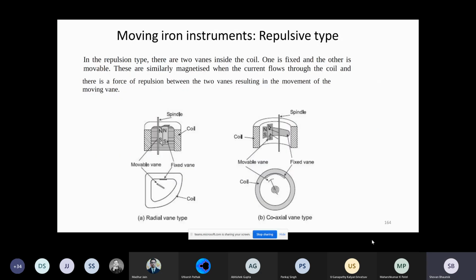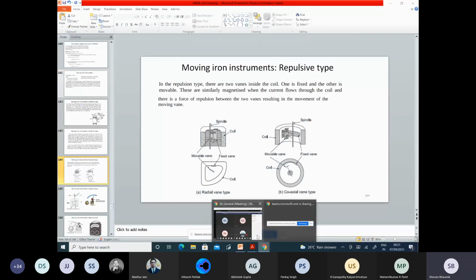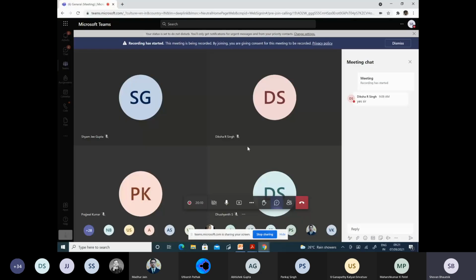So now let's see if you have any query, otherwise I will go to the repulsion type instrument. Okay, there is no query as such. So then let's move to the repulsive instruments.